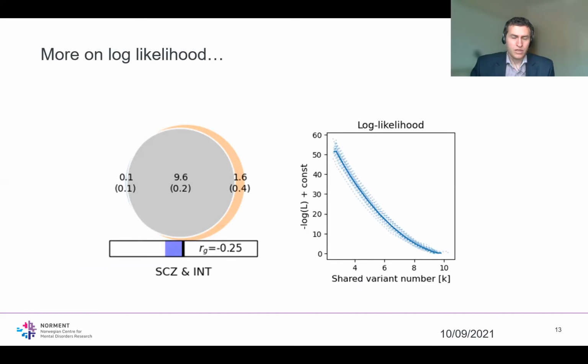And let me point out one tricky detail. As I mentioned, the horizontal axis here goes from 3,000 to 10,000, so it doesn't start from 0. This is because the log likelihood curves are built along the overlap parameter with all other parameters being constrained, including the RG parameter. In this example, the RG is negative 25%. Therefore, we already know there must be at least some shared causal variants. And it turns out that if schizophrenia and intelligence have fewer than 3,000 shared variants, then there is no way they can have a 0.25 correlation. Therefore, it's not possible to stretch the log likelihood curve further to the left without reducing RG.